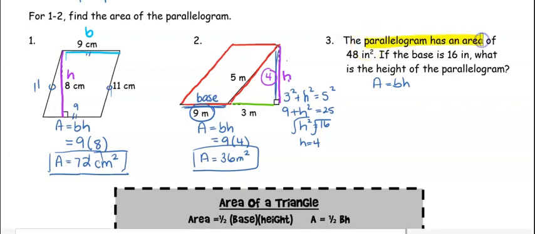Since the area of a parallelogram, we use the area formula. It says that it's 48. So the A represents the area. So I replace the A with the 48 because the area is 48 inches squared. The base is 16, so I replace the B with 16. And I want to find out what the height is. That's my unknown. So it becomes 48 equals 16 times h. So to solve for h, I divide by 16. And I find that that height, that missing height that we needed, is going to be 3 inches.